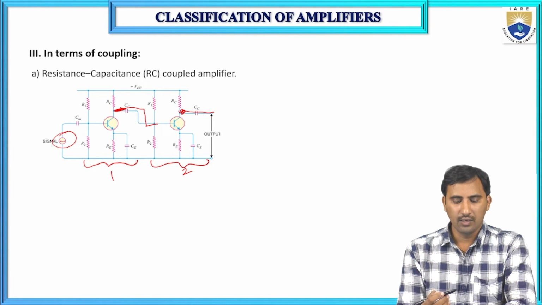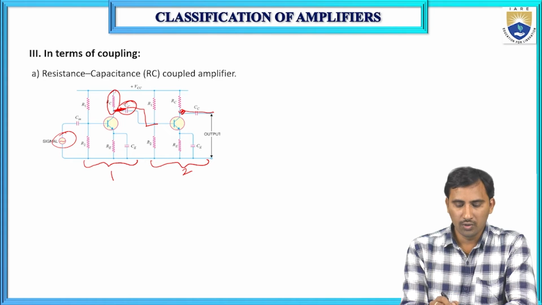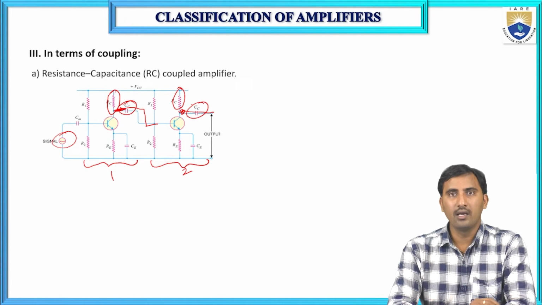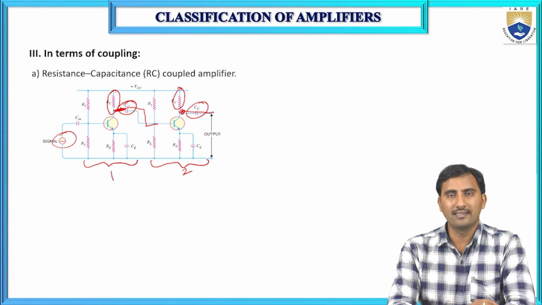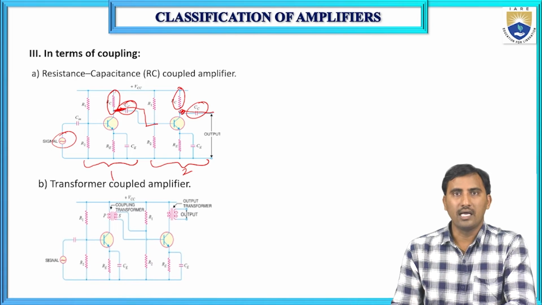But here in this RC coupled amplifier, we are using the resistor and coupling capacitor as coupling elements. So resistor R and capacitor C. So we are using the resistor and capacitor as coupling elements here. So that's why it is called RC coupled amplifier. And the second one is the transformer coupled amplifier.